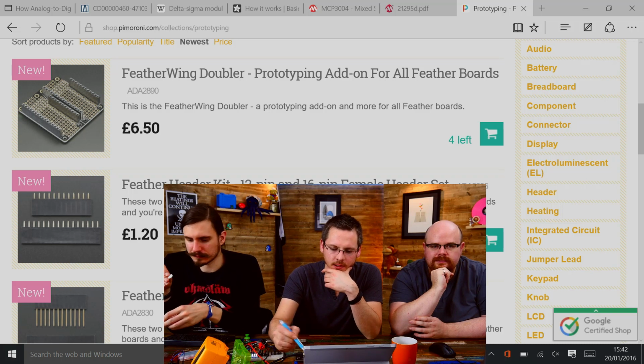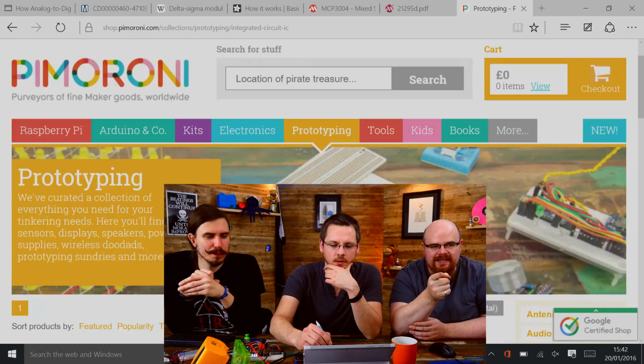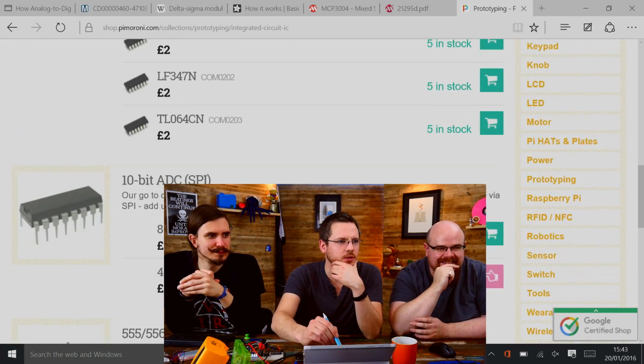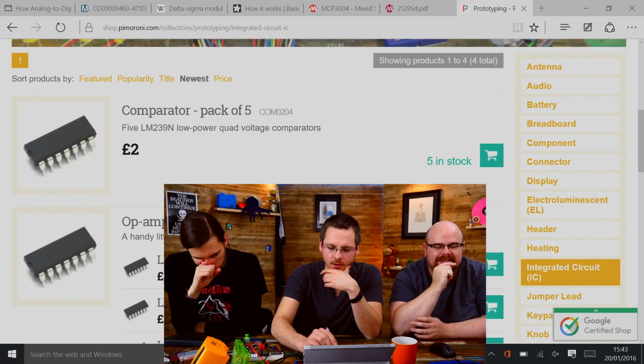So if you want to find something like one of those ADC chips, or something for jumper lead, I'll find that in a second. So there you go. This is all the ICs that we sell, and we're probably going to add to this range. They're just ones that we tend to have around for stuff.